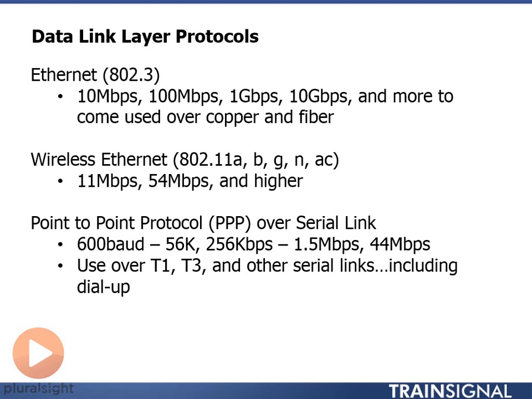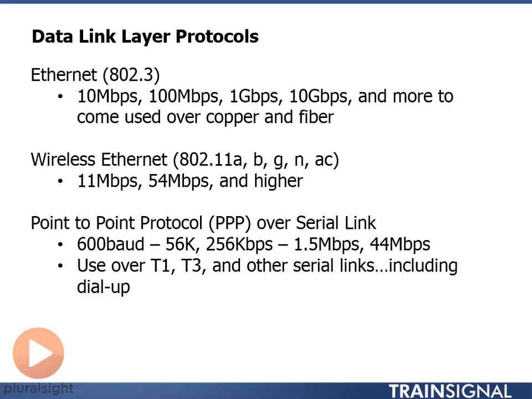Ethernet. And Ethernet comes in multiple varieties. The IEEE, the Institute of Electrical and Electronic Engineers, 802.3 specification is for Ethernet. And that spec comes in different varieties. We have a 10 megabit spec, we have a 100 megabit spec, a gigabit spec, a 10 gigabit spec, and there's more specs to come that are used over both copper wiring and fiber optic cabling.